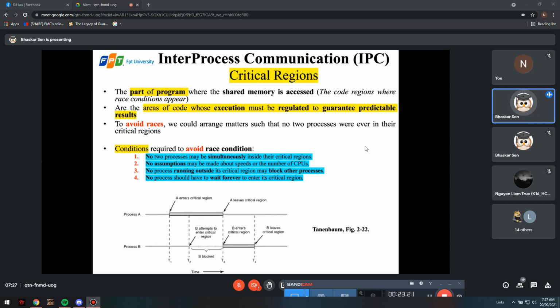So why do we prioritize the processes? Because it's obvious all processes inside your computer are not of the same priority level. There are some processes which are more important than the other processes, and hence we introduce this priority-based algorithm. Okay. This priority-based algorithm to prioritize some of the processes.